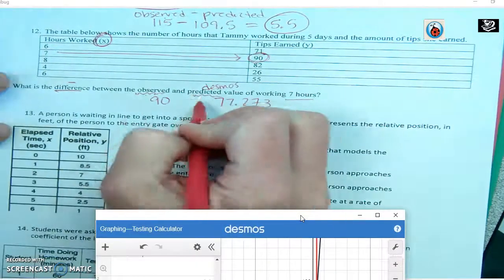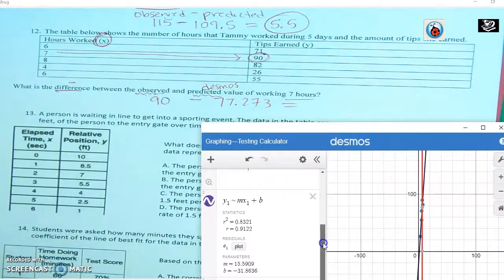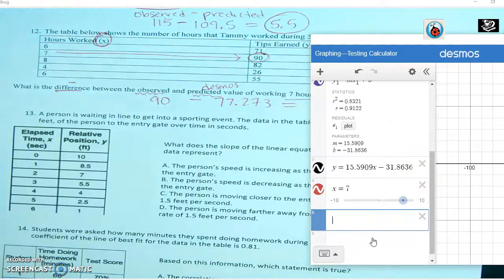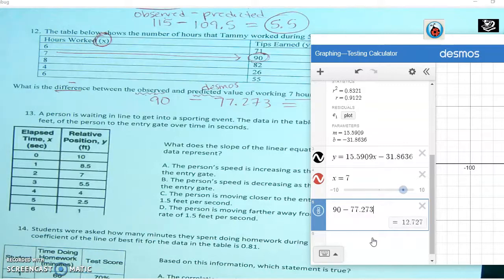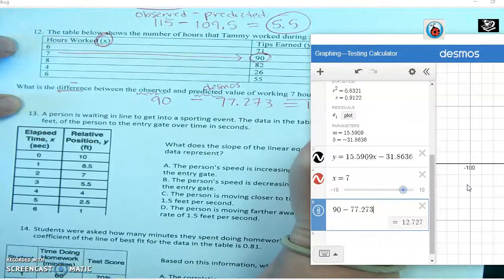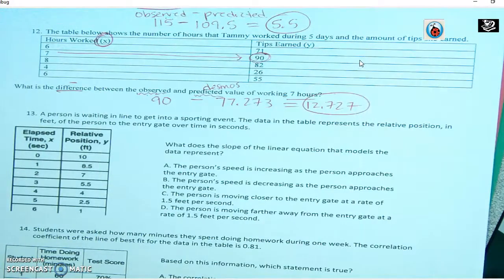And I have to subtract those numbers. Ninety minus 77.273, and so I get 12.727. That's the difference between the observed and the predicted.